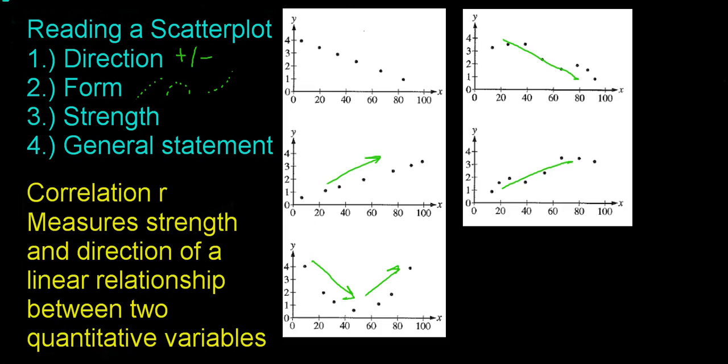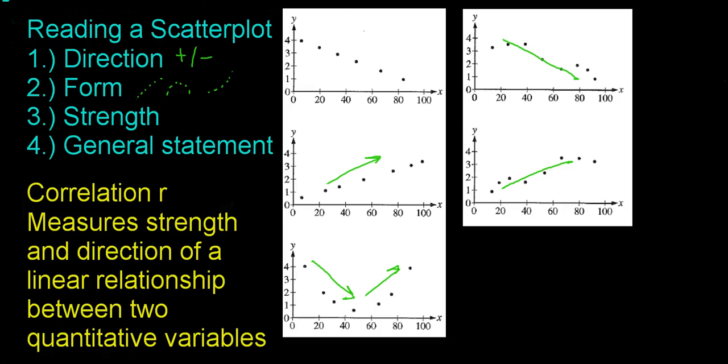Now, the strength is the one thing that's vague. See, direction is very obvious. Positive, negative. Form is pretty easy to see, a parabola or a curve. And then again, the general statement is just to say something like, hey, as the temperature goes up, the amount of ice cream I sell goes down. So something in actual context to the problem. I was just kind of making that up. I don't quite know what these numbers are, but, you know, could be ice cream, right? Who knows?